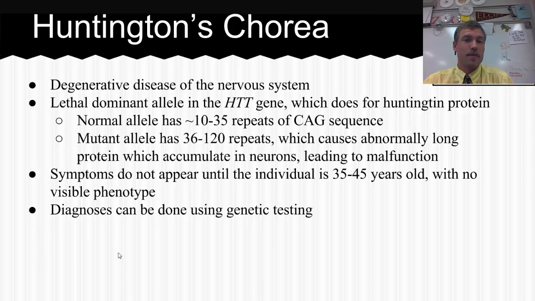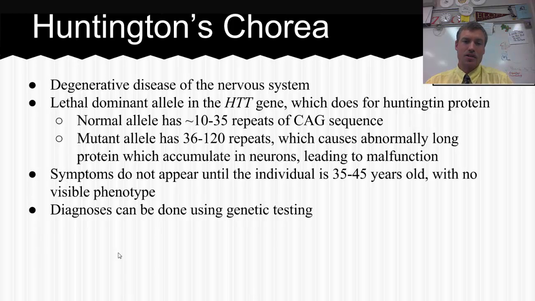And since this is a dominant disease, what that means is that most of the time people would have had children at this point, potentially passing it on to their children, which is one of the reasons why it has been able to survive for such a long time, even though it kills people. Because people don't exhibit the symptoms and don't die until they're into their 30s and 40s, you still have an opportunity to reproduce and pass it along.